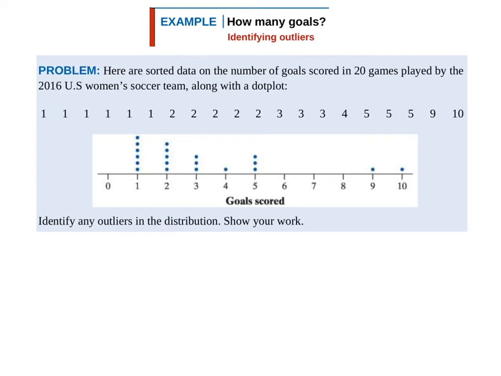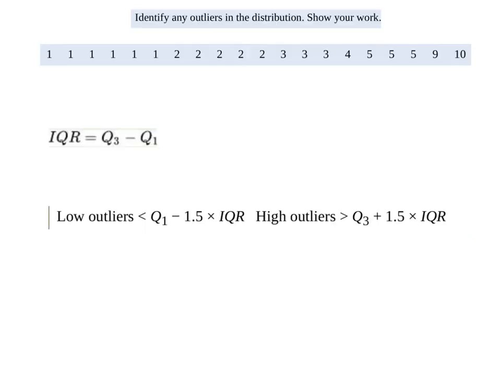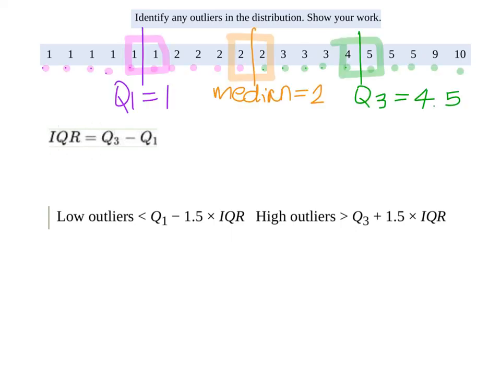Never leave you hanging. All right, let's take those 20 games and those goals scored by that 2016 U.S. women's soccer team, and let's identify any outliers. So what I'm going to do here is I've got all my numbers in a row. Thank you to whoever ordered those for me, I don't have to do that. So I'm going to find the median. I'm going to find Q1 and Q3 in order to find our IQR.